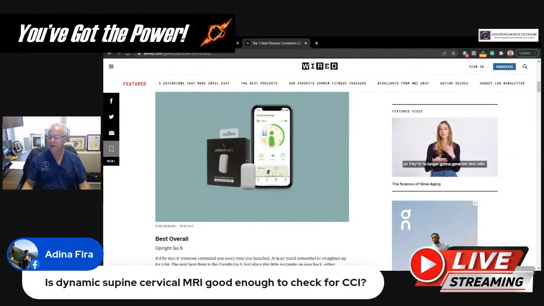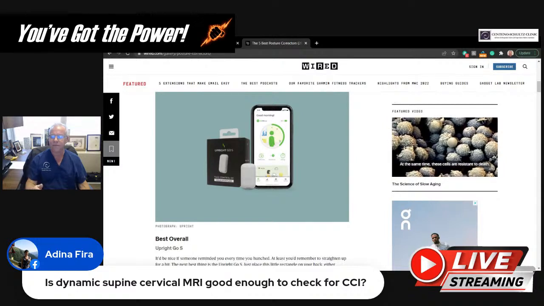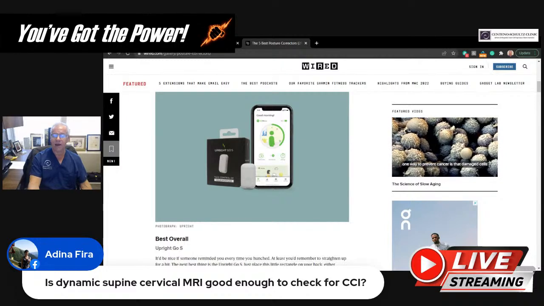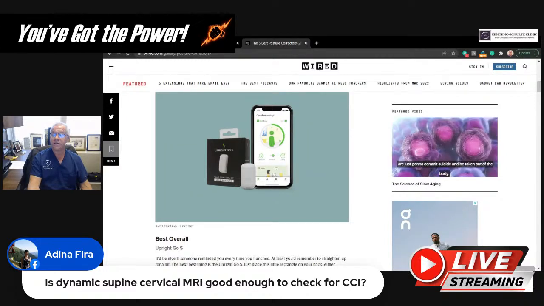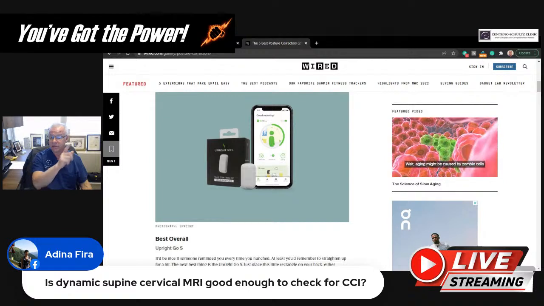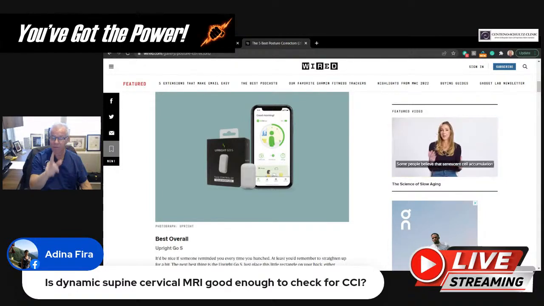Adrena asks: is dynamic supine cervical MRI good enough to check for CCI? Again, when it comes to the likelihood of diagnosis, meaning which study is the most likely for us to get to a CCI diagnosis, it's going to be DMX number 1, upright MRI with movement number 2, or routine MRI number 3. DMX is most likely to make the diagnosis, upright MRI a bit less likely but still a reasonable shot at making a diagnosis, and then regular supine MRI the least likely, but it still may be found.